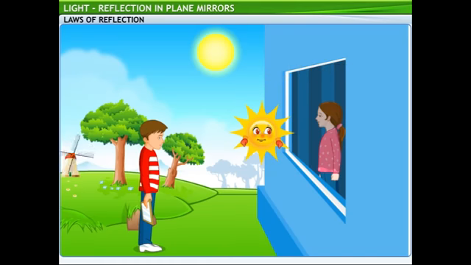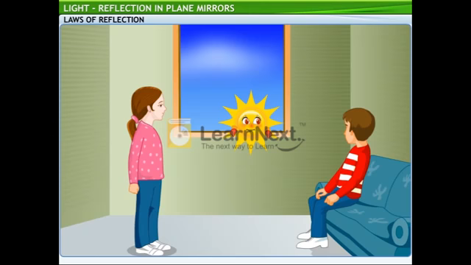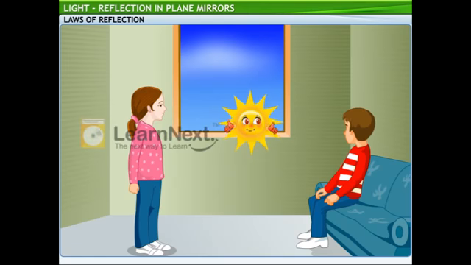So, what exactly is reflection of light? The bouncing back of light incident on an object into the same medium through which it is incident on the object is called reflection of light. Bouncing back of light? Sounds confusing? Well, let me start from the basics.